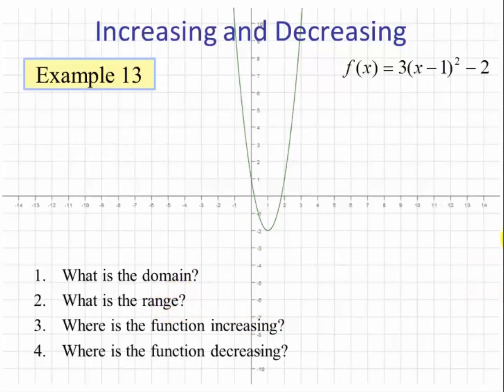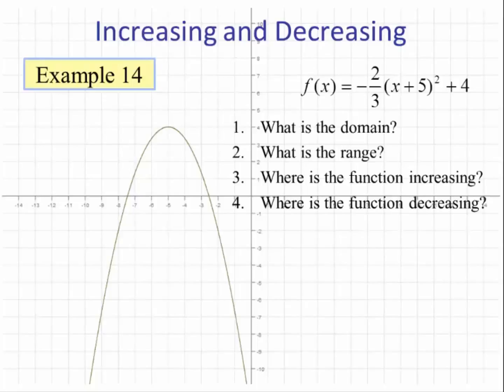Where is this function increasing? Well, in this case, to the right of the vertex, it's increasing. It's decreasing to the left of the vertex. So the answers are, number 1, all real numbers. Number 2, when f of x is greater than or equal to negative 2. Where is the function increasing? When x is greater than 1, and decreasing when x is less than 1.